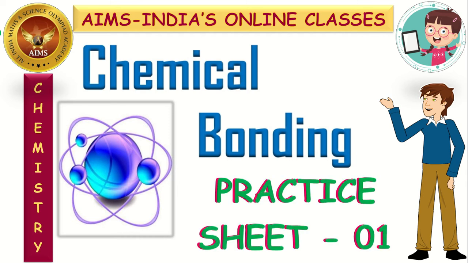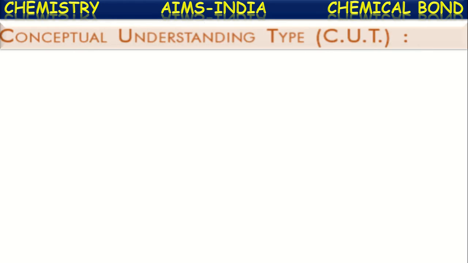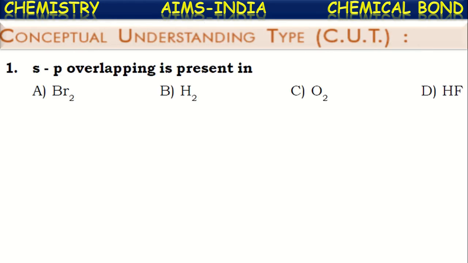Let us see first the practice sheet 1, which includes all single correct answer type questions and conceptual understanding questions. Let us start the practice sheet. First, let us go through the conceptual understanding questions. See the first question: SP overlapping is present in. Say, in which molecule SP overlapping is present?